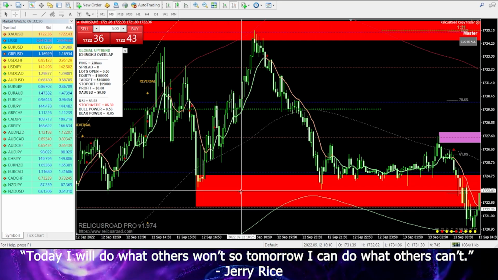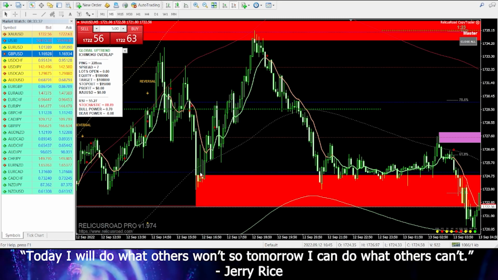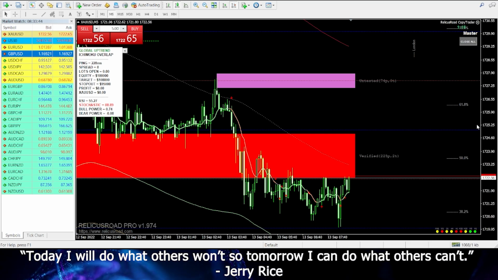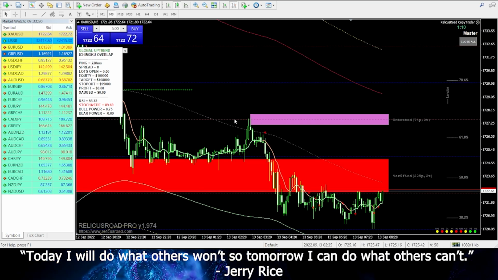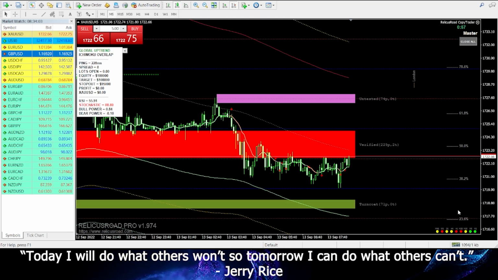But what about the first rejection? How do we know that the price could reject at a specific point? Those are the features that are part of RelicusRoad. These lines, these action levels, you can see here, the action levels were there before a supply and demand zone was created. We can see there was no supply and demand zone, but the price was rejected. How did that happen? We can know through action levels.